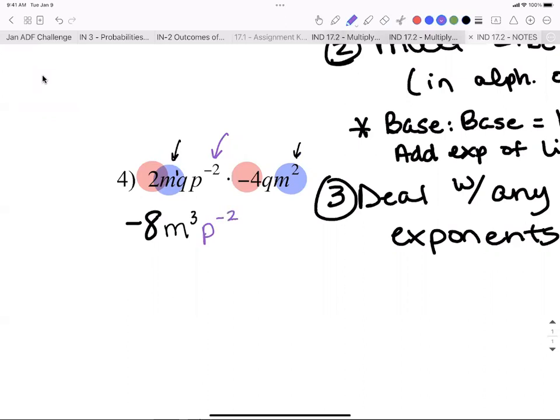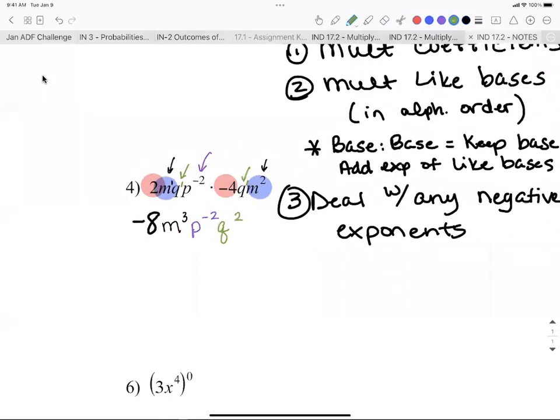Okay, there's the P. And then as far as Q's, I've got a couple of them. I've got 1 here that has an exponent of 1, and I've got 1 here that has an exponent of 1. So base, keep your base. So my Q's, I have 1 plus 1 is 2. Okay, that's the next step.